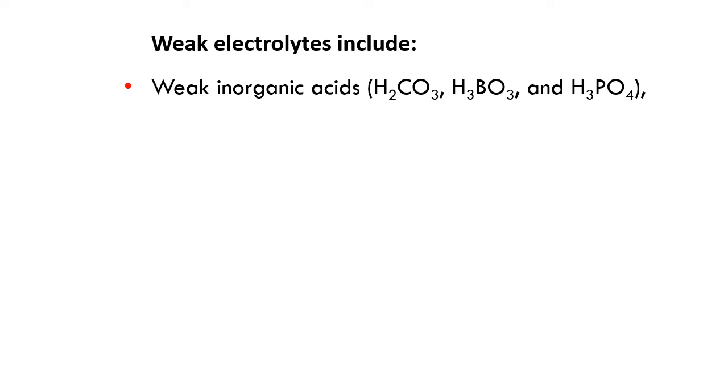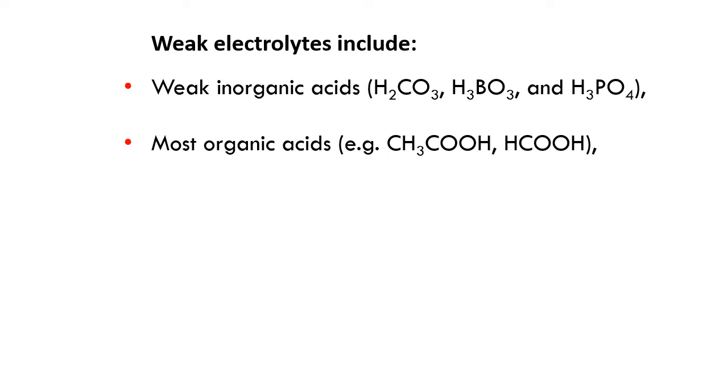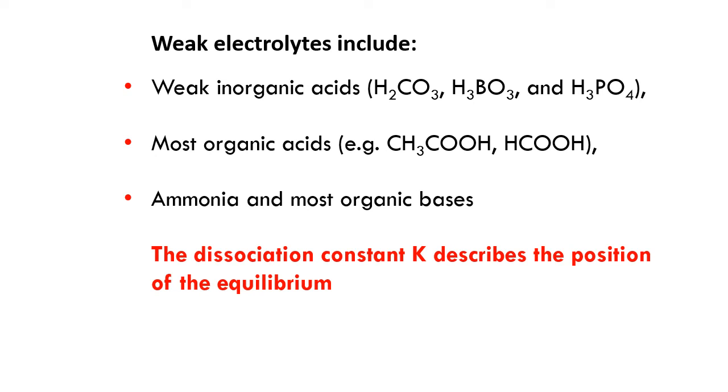Our weak electrolytes include the weak inorganic acids, for example, carbonic acid, most organic acids, and ammonia and most organic bases. We'll also discuss the dissociation constant K, which helps to describe the position of that equilibrium as it relates to the dissociation of our weak electrolytes, or weak acids and/or weak bases.